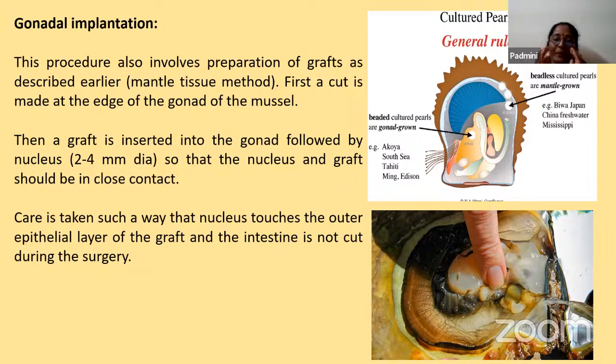Why? Because the outer epithelial layer is the one that is going to produce that particular protein, the nacre. It has to produce around that particular nucleus. Otherwise, if it is not going to attach onto it, then the pearl culture is not being done. And when you're doing this experiment, you have to be very sure that you're not going to cut the intestine. If you cut the intestine, then there's no digestion, and definitely the oyster is going to die.